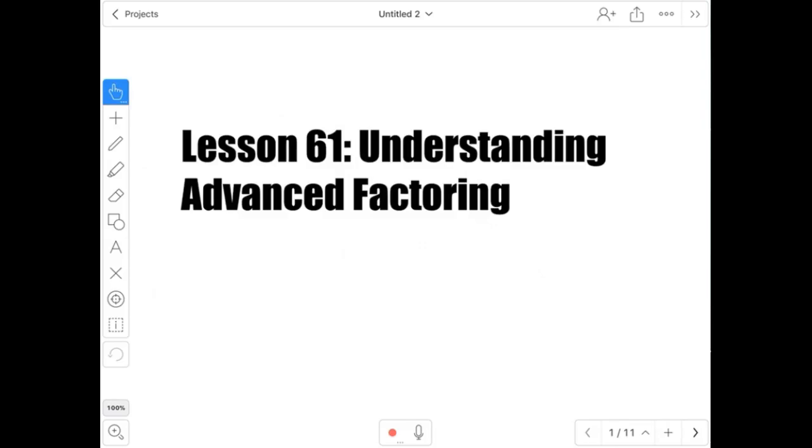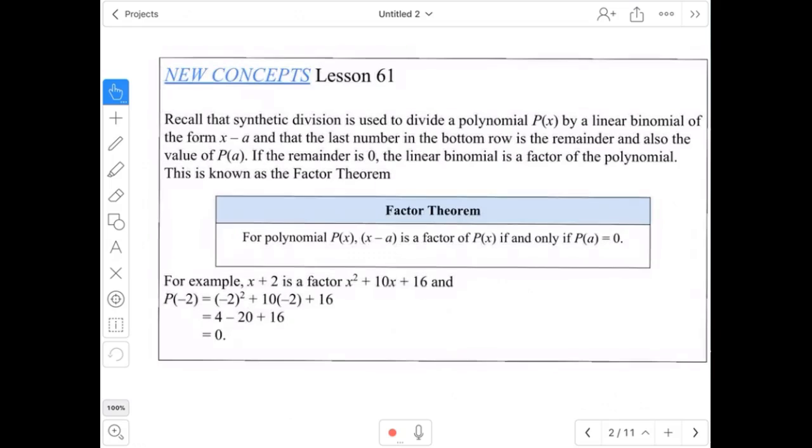Hello. Today we're going to take a look at advanced factoring. There's a couple of different methods that I'm going to show you today. Some of them are pretty hard and it can be kind of situational depending on what it is that you're looking at. So we're actually going to jump right into it here.